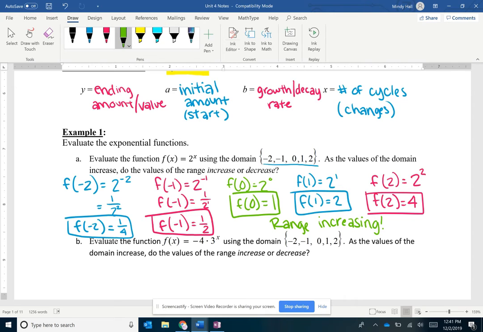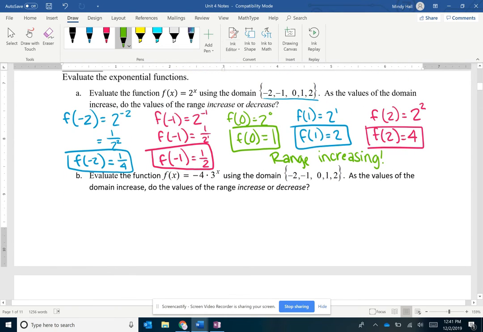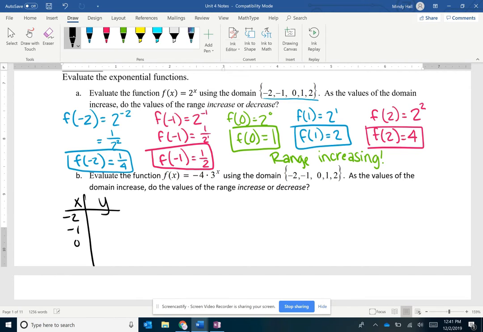Okay? So then if we do the same thing, except with this function down here, and actually I'll do it with a table form this time so you can see another way of looking at it. We always use -2, -1, 0, 1, and 2. And so then, if I want to evaluate, this is going to be -4 times 3 to the -2. And 3 to the -2 would be 1 over 3 squared. And that is like -4 times 1/9. And when you multiply straight across, that's -4 over 9.